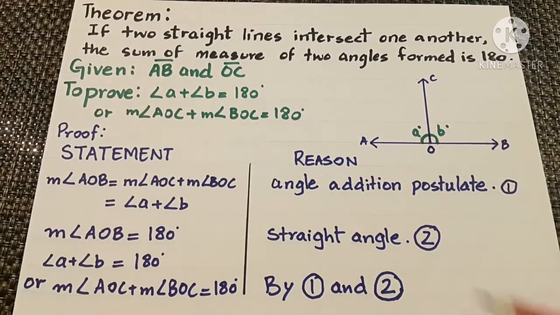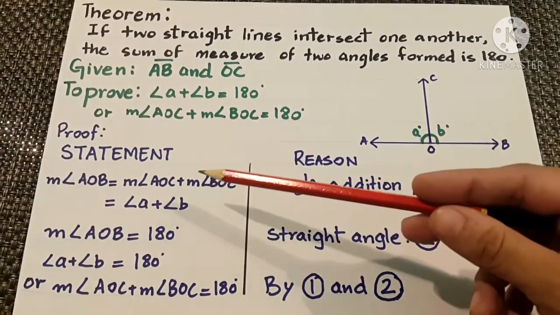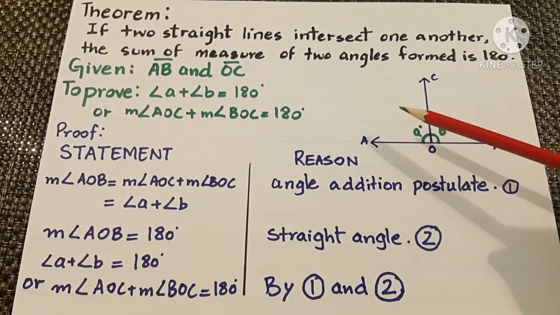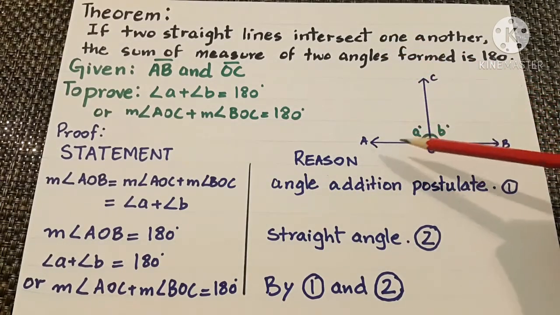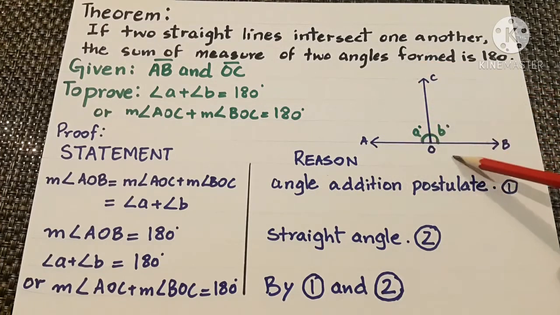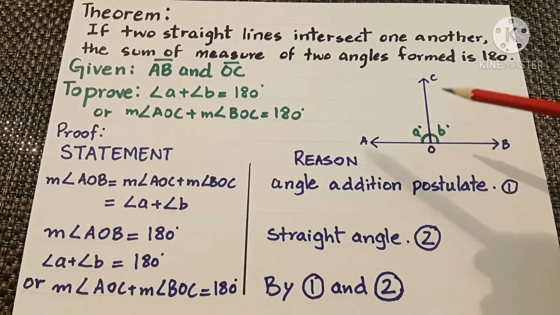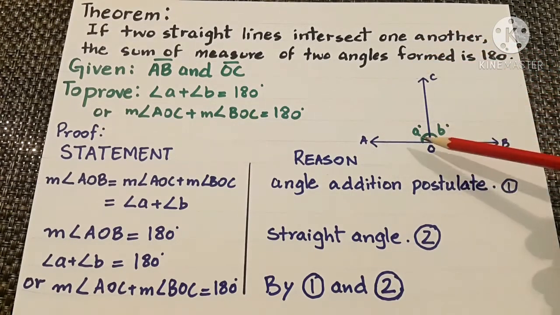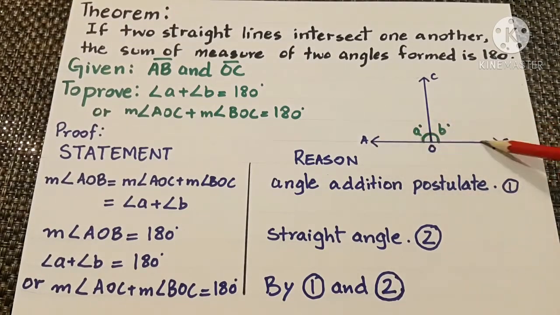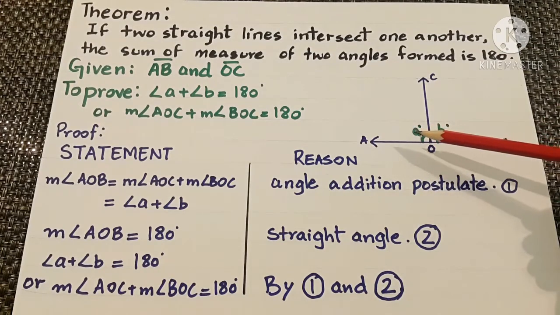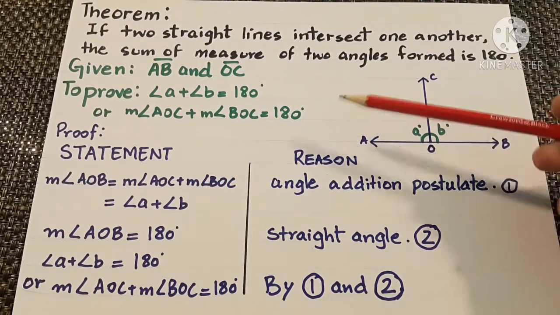Now, for proving it, what we will do is write some statements and then give some reasons. First, we have solved it by drawing this figure. Now, according to this figure, the points that are given to us in the statement are that we have two straight lines, line AB and OC, that is given, and we have to prove that measure of angle A and measure of angle B, when we add them, they give us 180 degrees.